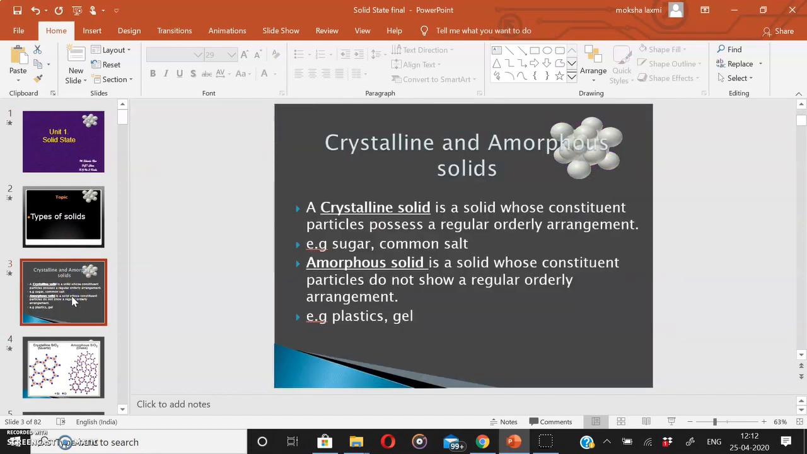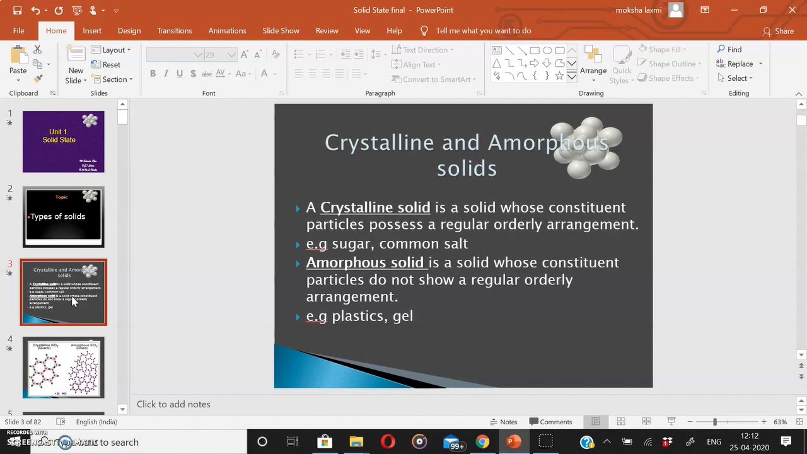Solids are mainly classified into two types based on the particle arrangement, that is, whether it is atoms or ions or molecules, whatever constituent particles build up the solid. What is the manner of arrangement of these particles in three dimensions? So on the basis of arrangement of constituent particles, solids are classified into two types. Number 1, crystalline solid, and number 2, amorphous solid.